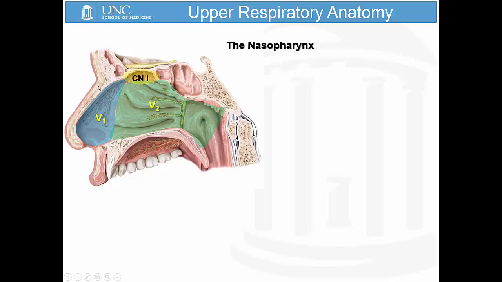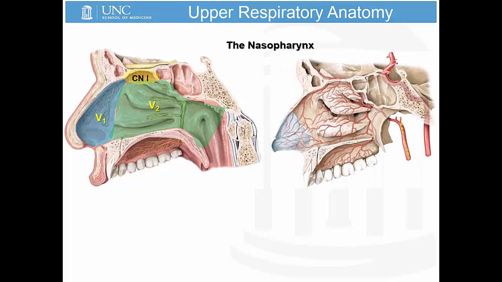Note that the anterior 1/3 of the nasal cavity gets its sensory innervation from the first major branch of the trigeminal, called V1, or the ophthalmic division of the trigeminal. The posterior 2/3, outlined here in green, receives its sensory innervation from the second major branch of the trigeminal, V2, or the maxillary division. In the demonstration, we'll also consider the vascular supply to the nasal cavity.